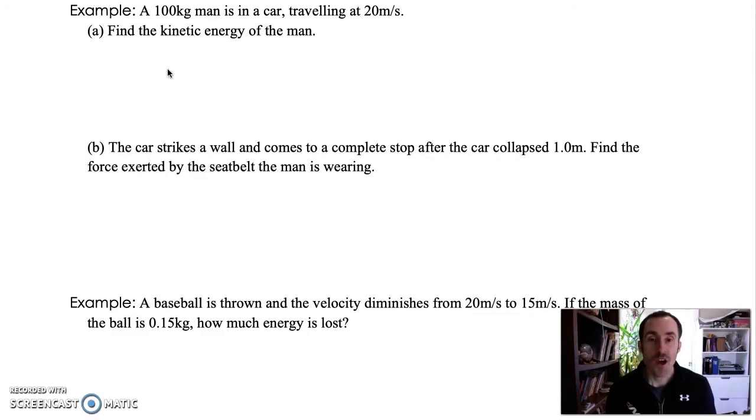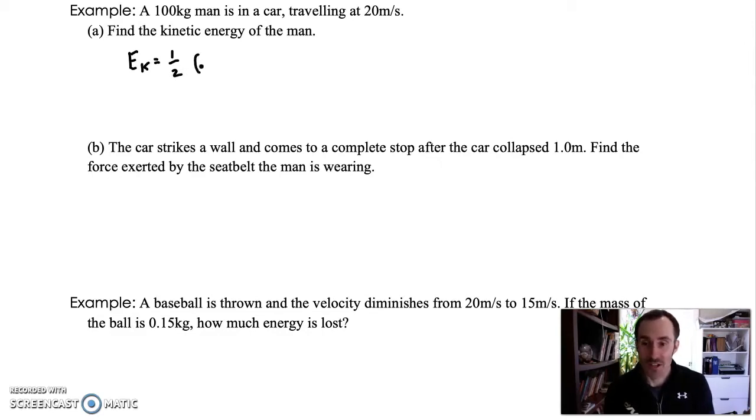We're going to finish this topic off with a little bit of hopefully simple problem solving. So a 100 kilogram man is in a car traveling 20 meters per second. Find the kinetic energy of the man. So kinetic energy is half mv squared. If you know mass and velocity, you can figure out kinetic energy. So kinetic energy, EK, is half times the mass times the velocity squared.